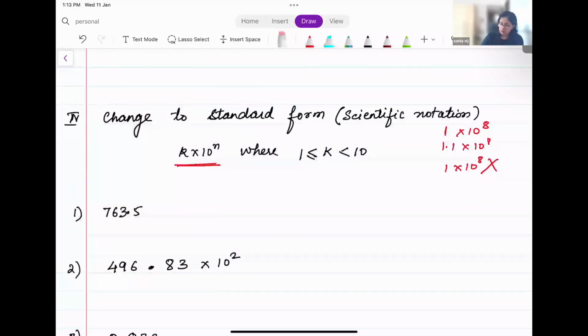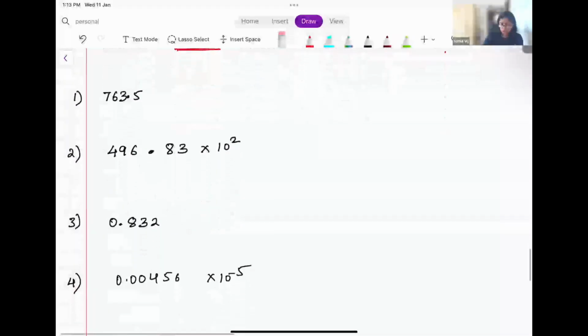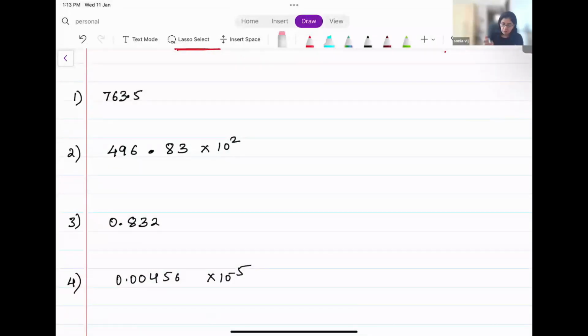It can go up to 9.9 into 10 to the power 8 as a scientific notation. As soon as it becomes 10, it is not a scientific notation. So there should be only a single digit before the decimal. There can be as many decimal places, that's not a concern, but the digit before the decimal should be single only. Okay. Let's try and solve these 3-4 questions based on standard form.